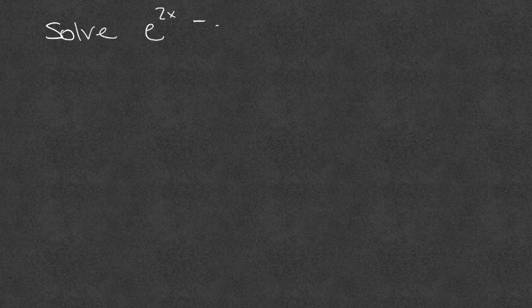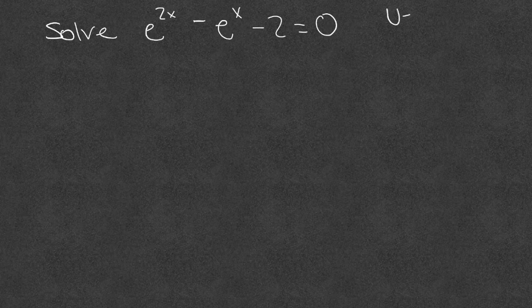All right, so this is going to be that last problem. What we're going to do is solve e^(2x) - e^x - 2 = 0. Now we're going to use this thing called u substitution. Substitution, if I can spell.